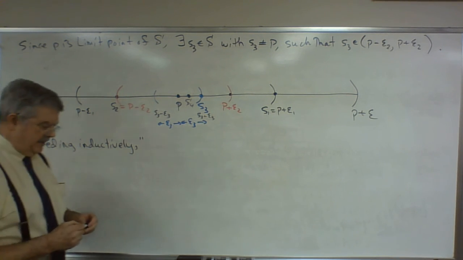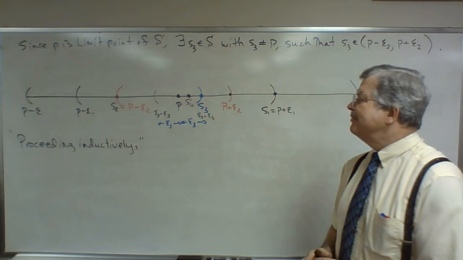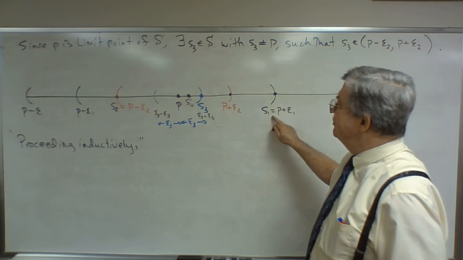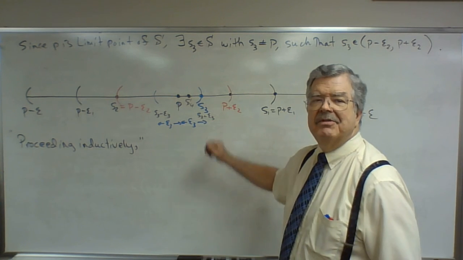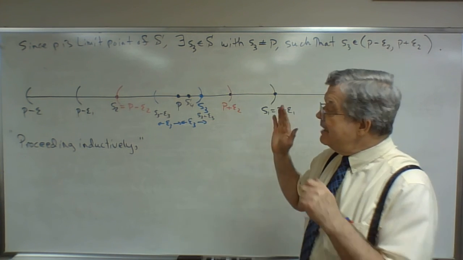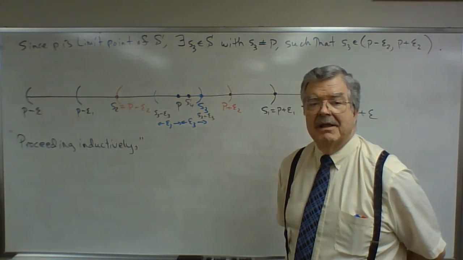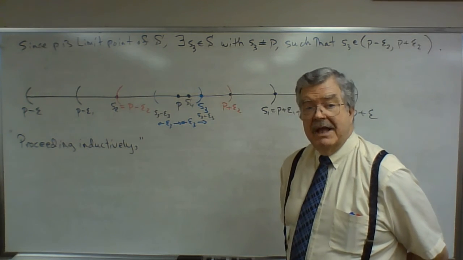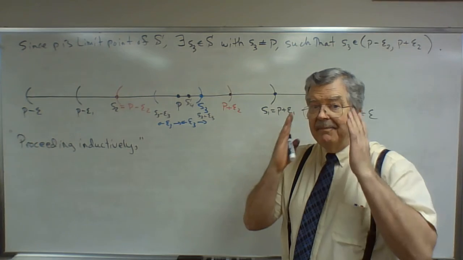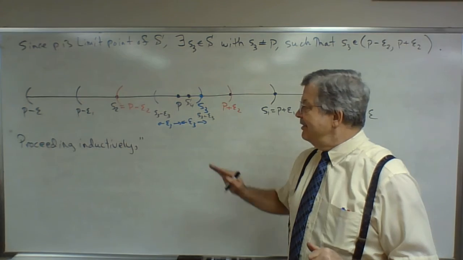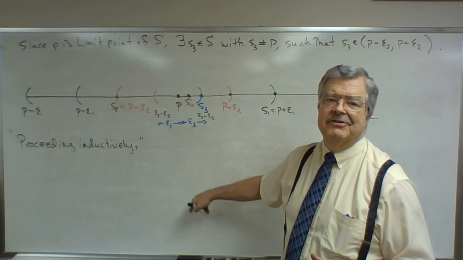This is another one: proceeding inductively. We showed something was true for n equal 1, then we showed it was true for n equal 2, then n equal 3, etc. And we keep on going, constructing things this way. And can we keep on going this way? Sure. We don't want to. We're all going to agree that we can keep on with S sub 4 and S sub 5 and S sub 6 and S sub 7.